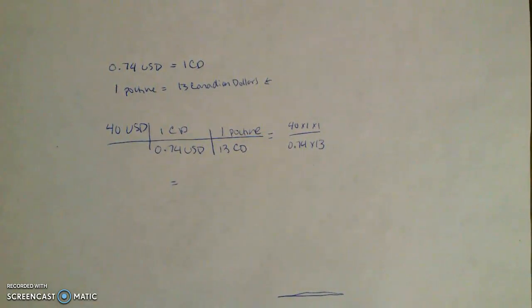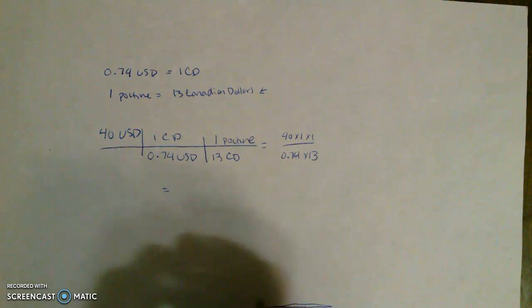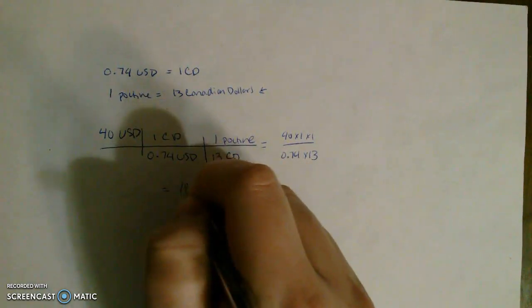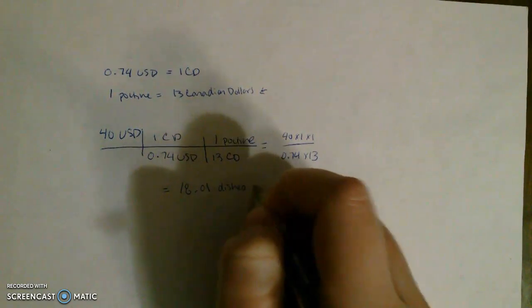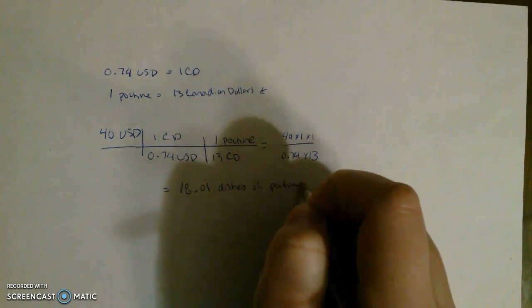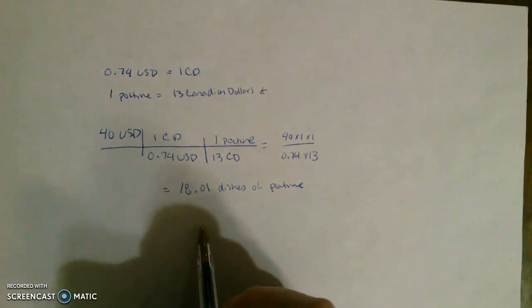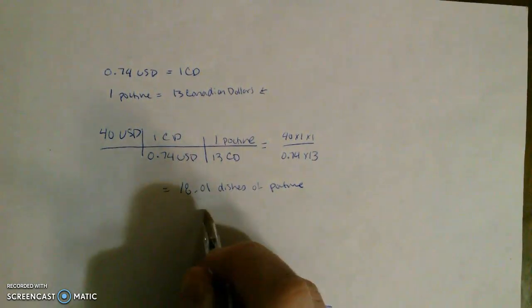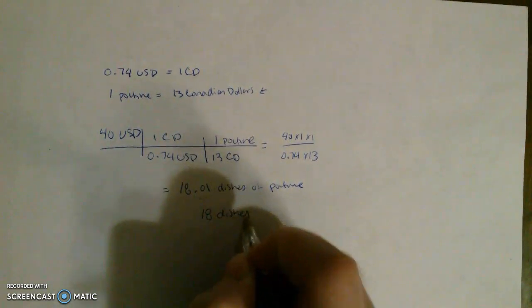Alrighty, when you do that math, you find that you could get 18 dishes of poutine, right? 18.01 dishes. And 18.01, well, we can't really have 0.01, and it's not enough to get us to 19 dishes, so the most reasonable answer would be 18 dishes.